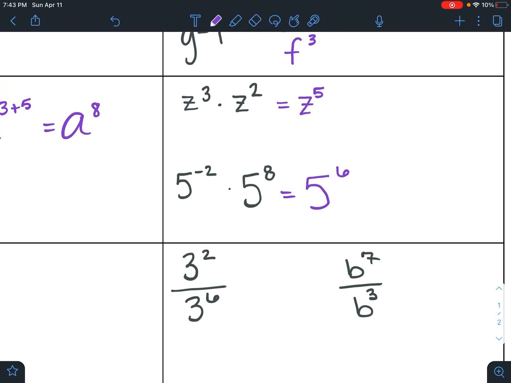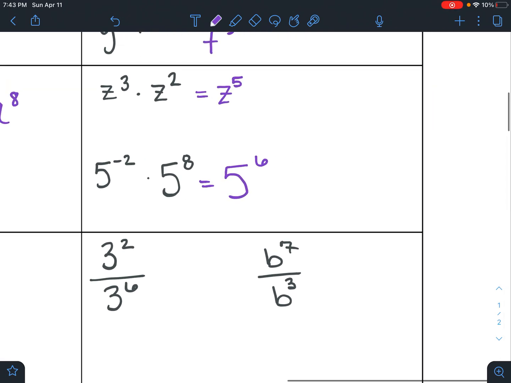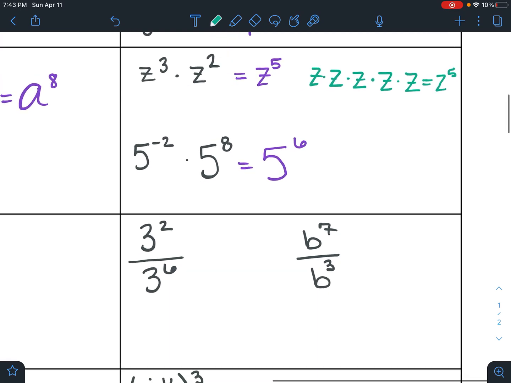Now I'm going to give you a quick rundown of why this works. Like, why does this rule work, right? So say I have this z. As an example, z to the third power is 1, 2, 3 z's times z squared, which is 1, 2 z's. If I were to count up all of my z's here, 1, 2, 3, 4, 5, that is z to the 5th power. So that's how this works.